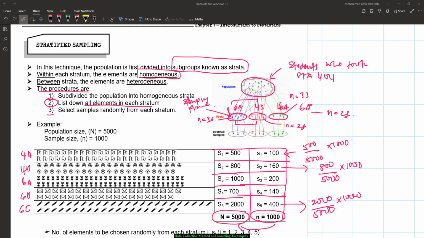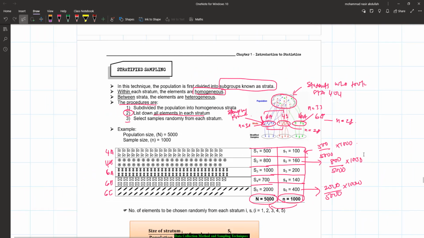Okay? So now I just want to show the process. Oops, where did my mouse go? Okay, right.